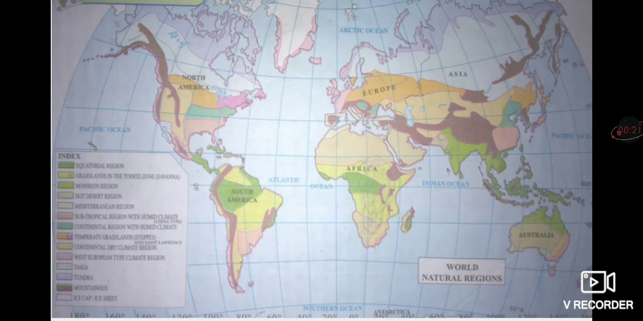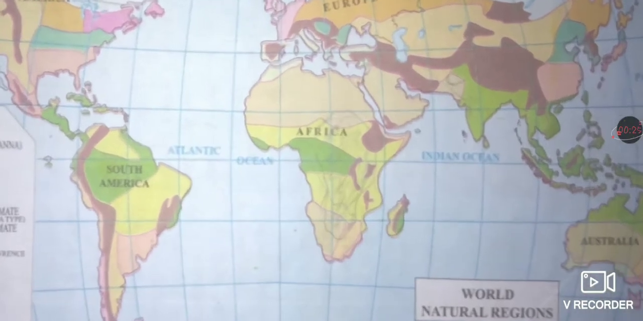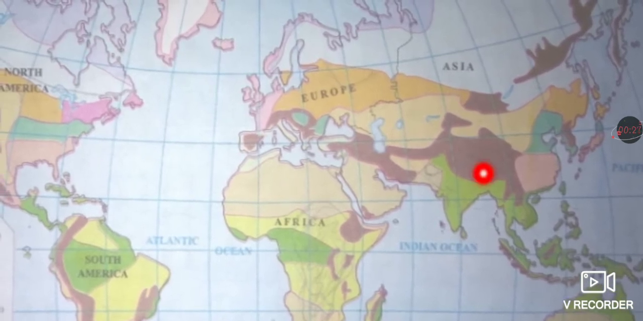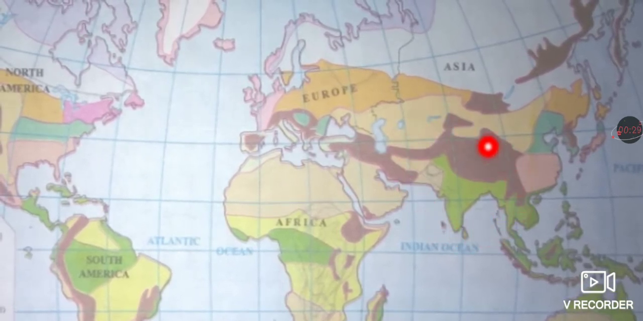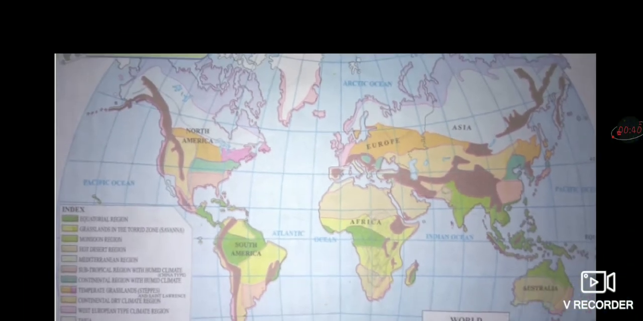Which natural regions are found in India? This is India, right? So, which natural regions are found in India? The monsoon region and the mountainous region.